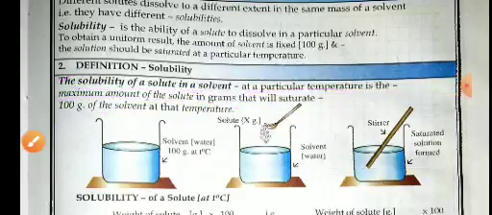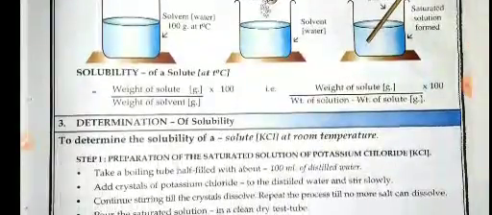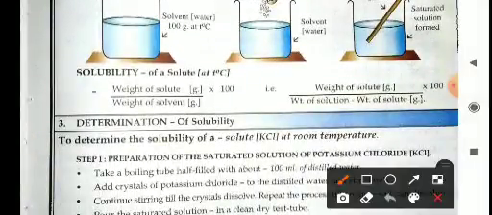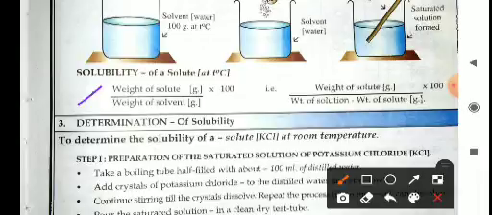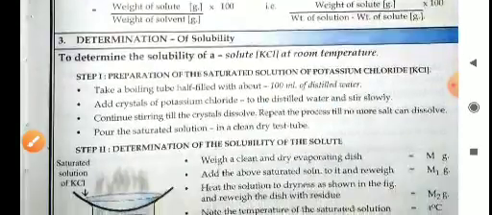Okay, so the ability of a solute to dissolve in 100 gram of the solvent at a particular temperature is called solubility. The solubility of the solute at 0 degree centigrade is the weight of the solute upon the weight of the solvent into 100. This will be the formula to find out the solubility of the solute.